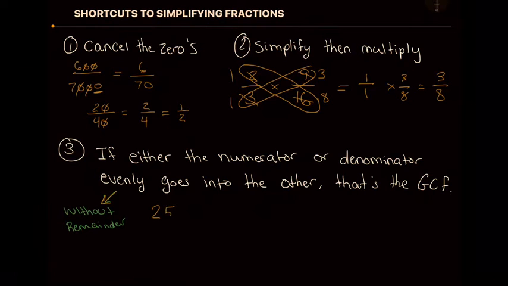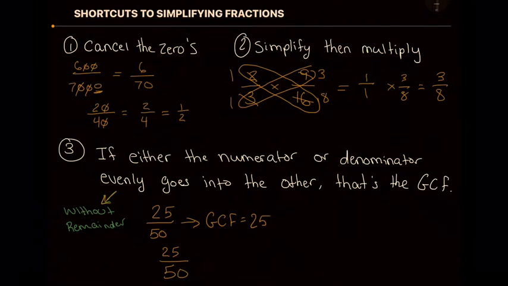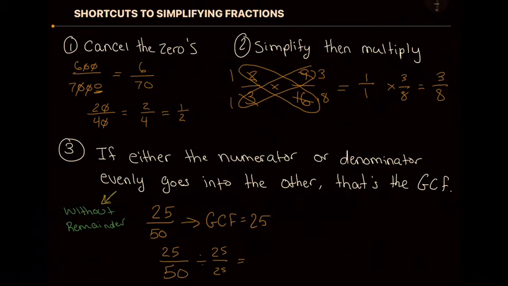For example, if we have 25 over 50, we see that 25 evenly goes into 50 without any remainder, which would mean that 25 is our greatest common factor. And since 25 is the greatest common factor, we are to divide the numerator and the denominator by 25, giving us 1 over 2.